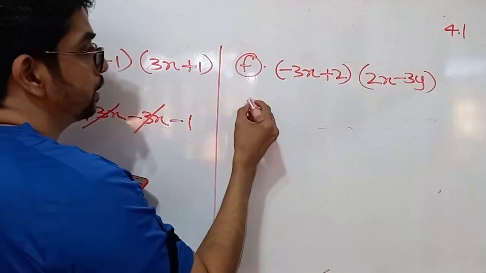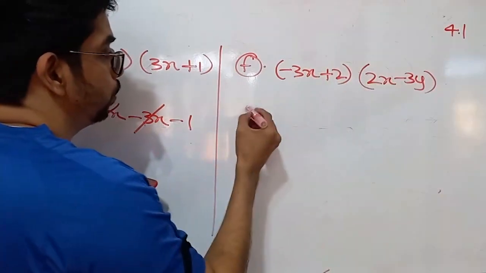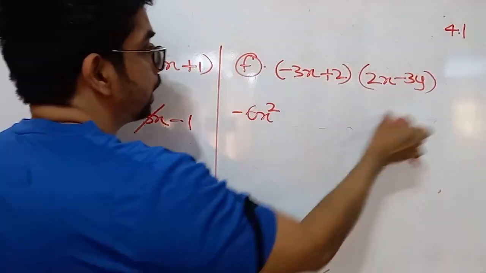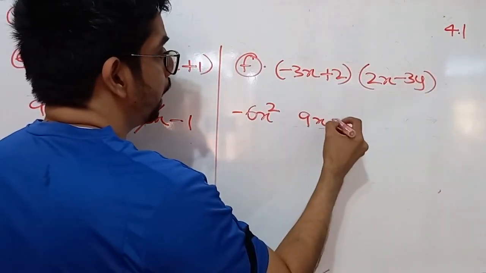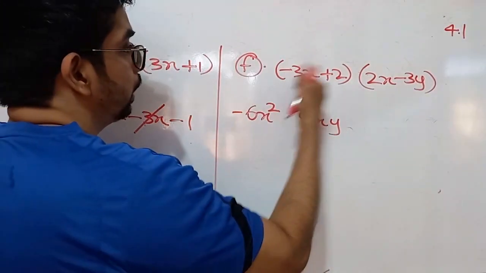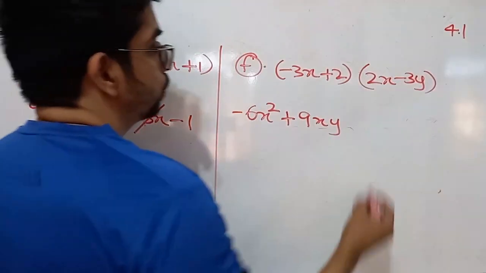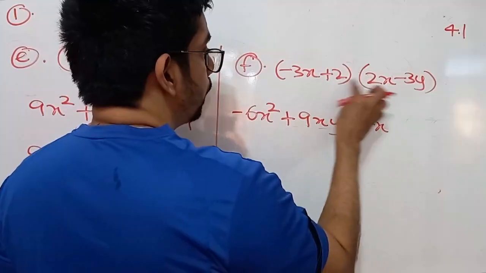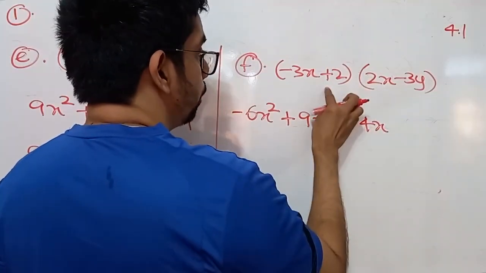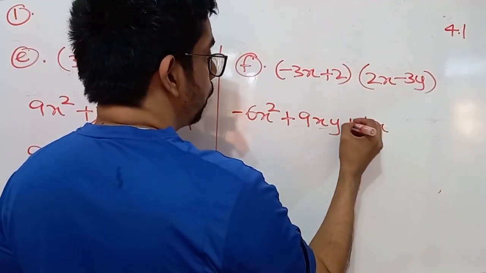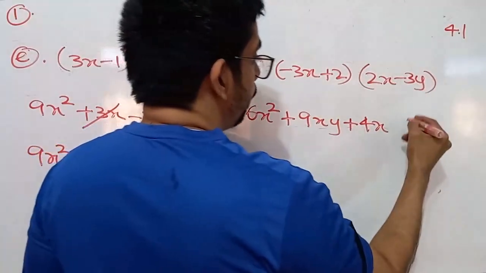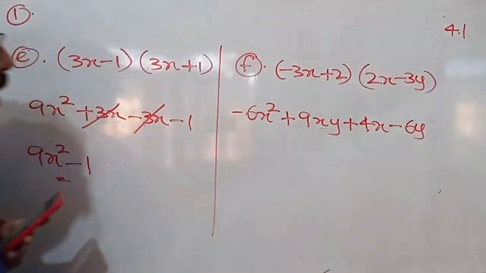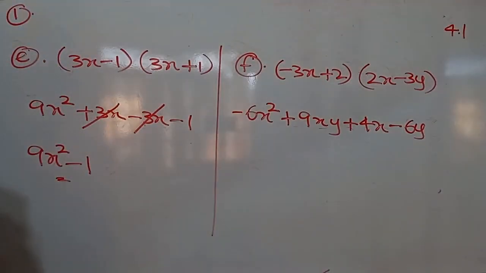2x times 3x times 2x, that is 6x squared, and that is also negative. 3x times 3y, that is 9xy. Negative into negative, that is positive. So here we have positive 4x, right? 2x times 2x, that is 4x. Positive into positive, that is also positive. 2 into 3y, that is 6y. Positive into negative, that is negative. Right. So that is it.